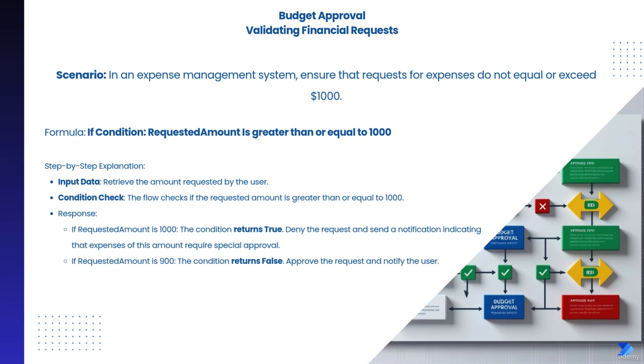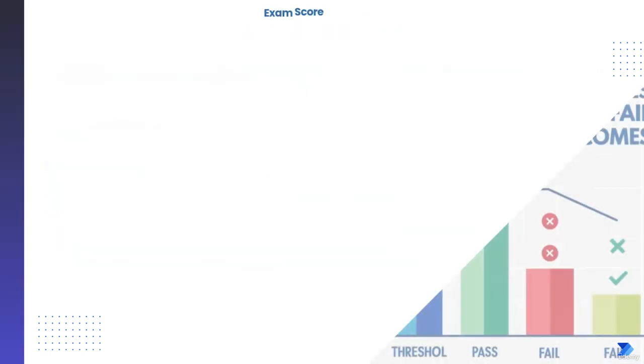Formula: if condition, requested amount is greater than or equal to 1,000. Step-by-step explanation. Input data: retrieve the amount requested by the user. Condition check: the flow checks if the requested amount is greater than or equal to $1,000. Response: if the requested amount is $1,000, the condition returns true. Deny the request and send a notification to the user that expenses of this amount require special approval. If the requested amount is $900, the condition returns false. Approve the request and notify the user.